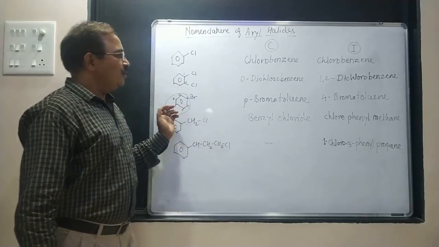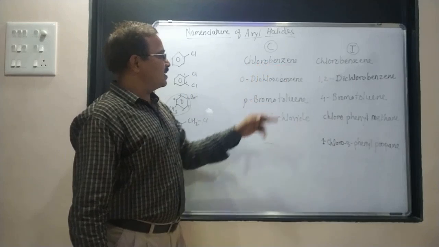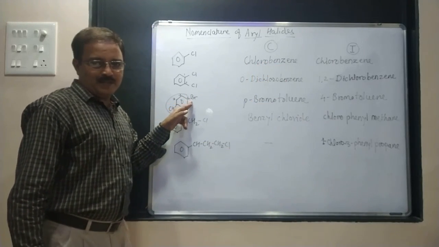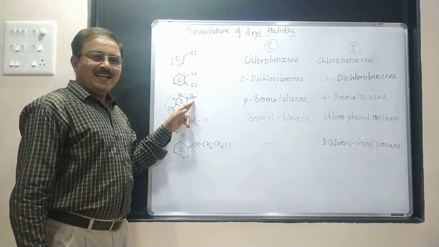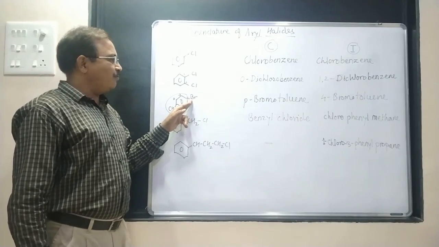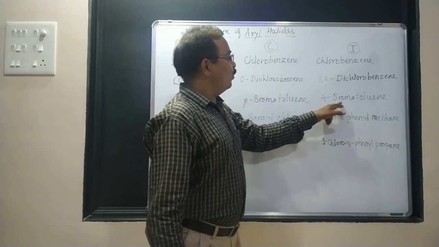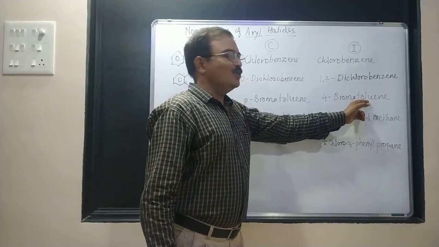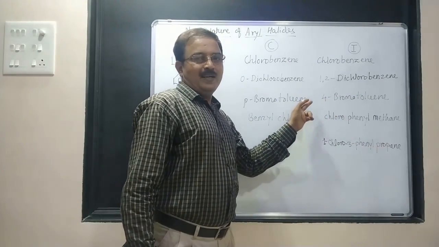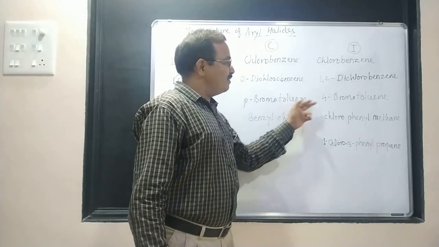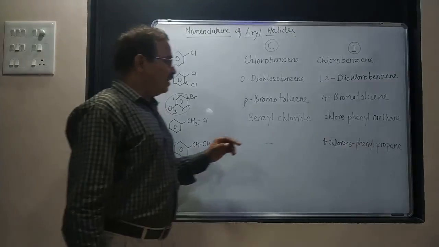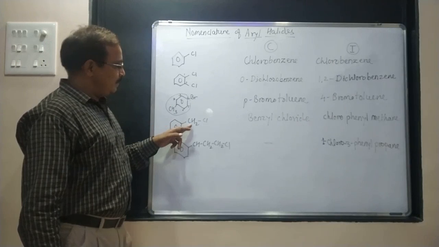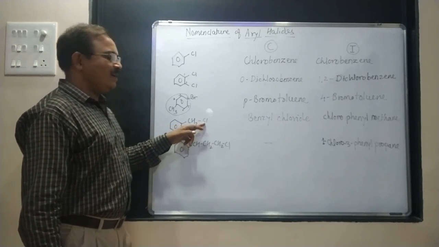As far as the IUPAC nomenclature is concerned, the bromine is present at the fourth carbon atom. Therefore, the IUPAC name is 4-bromotoluene. Toluene is used in both systems, that is, it is allowed in common as well as in IUPAC. Now, we will move towards the fourth compound, that is a benzene ring, CH2 and chlorine.